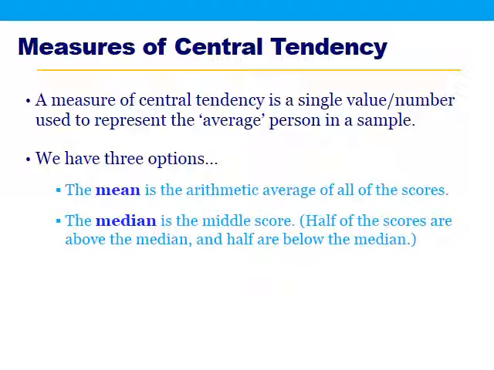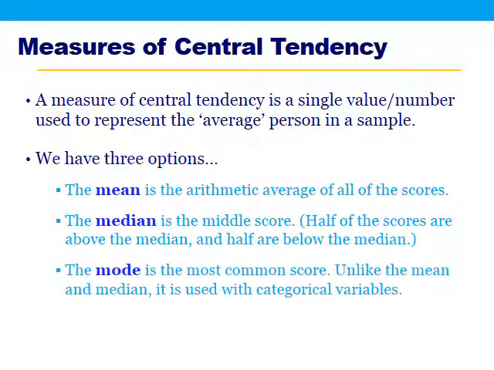We also have the median, which is going to be the score that falls right smack in the middle of our sample. So by definition, half of the people in our sample will have scores that are greater than the median, and the other half of the people in our sample will have scores that are lower than the median. And finally, we've got the mode.